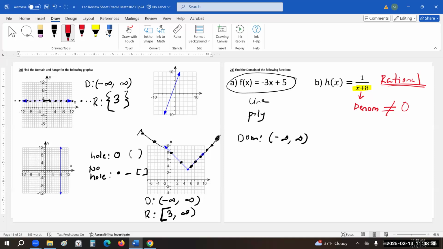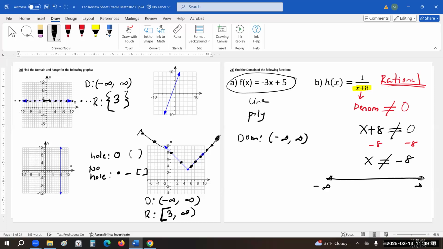So we take the denominator, x plus 8, and we set it not equal to 0 and we solve for x. So how do you solve for x? Subtract 8. So we cannot substitute our x with -8. So from the number line, negative to positive infinity, we can pick any number and substitute it for x, but we definitely cannot substitute -8.